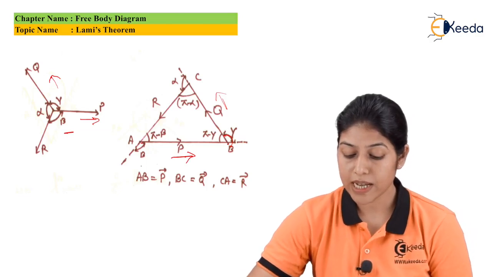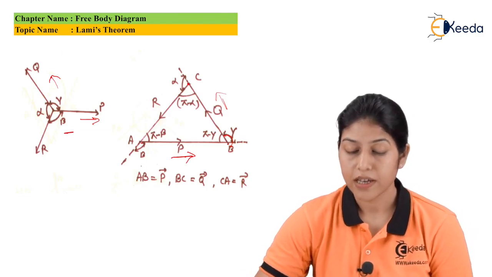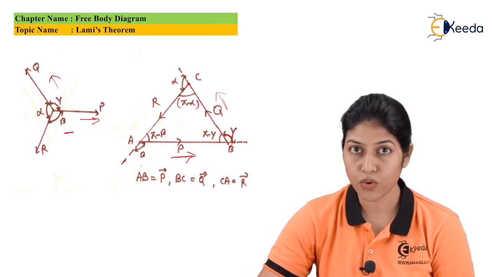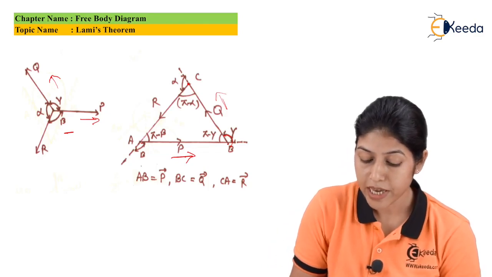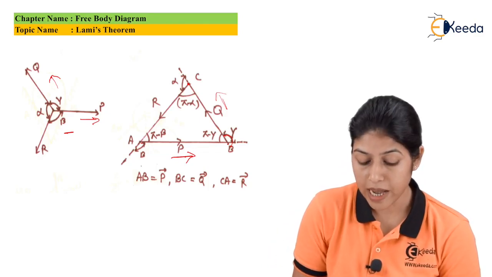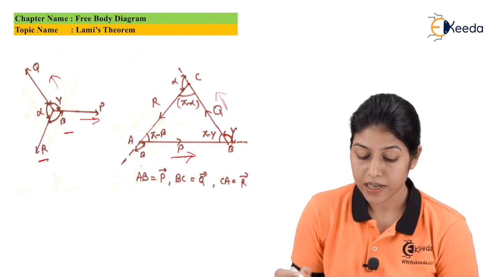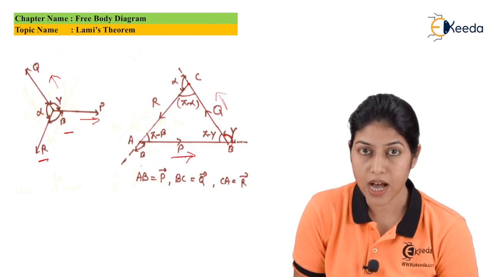Now we will consider point C. This is the end point of force Q. Now from this point C, we will draw another force that is represented as R. Here we are considering three forces P, Q and R.